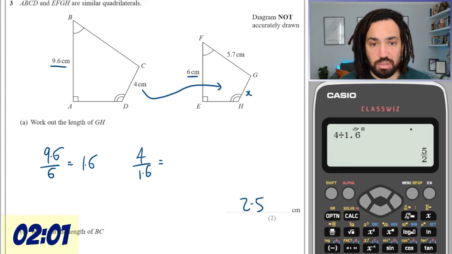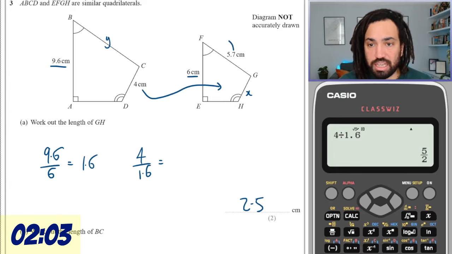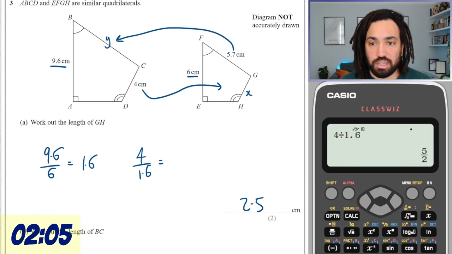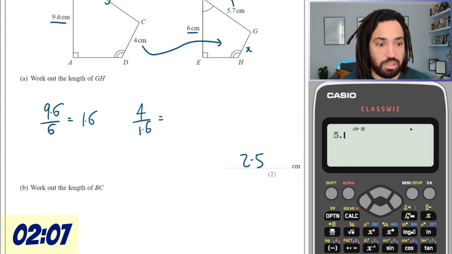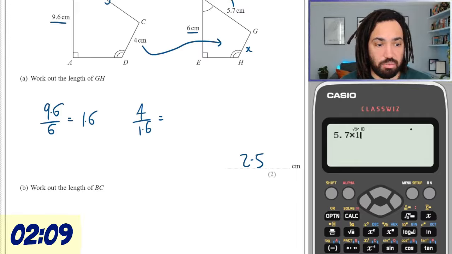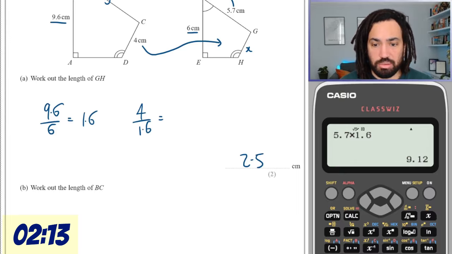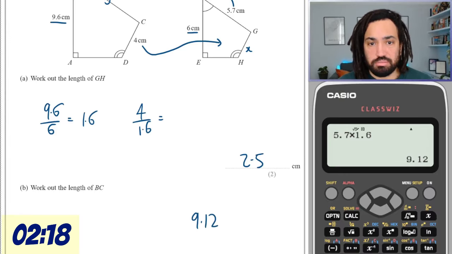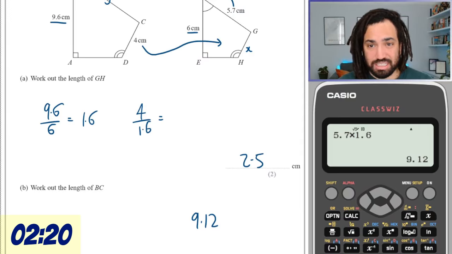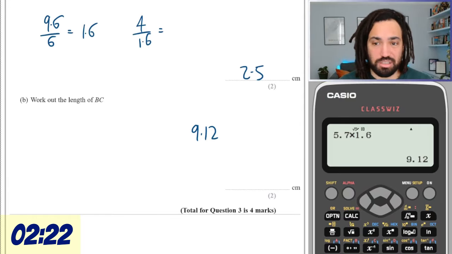BC is the one up here, so to get there we times across by the scale factor, so we do 5.7 times by 1.6. Okay, we get 9.12. That seems wrong, but no, I guess it's not. No, that's fine. Okay.